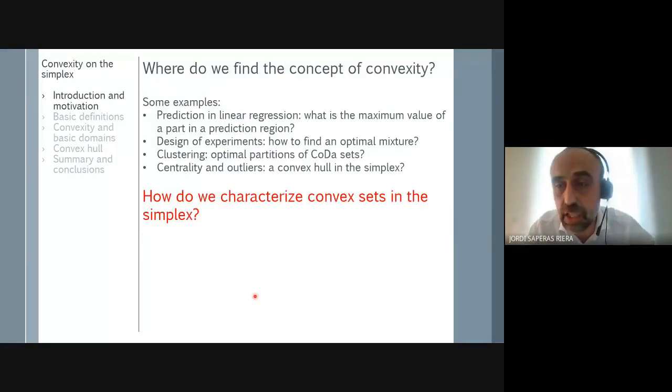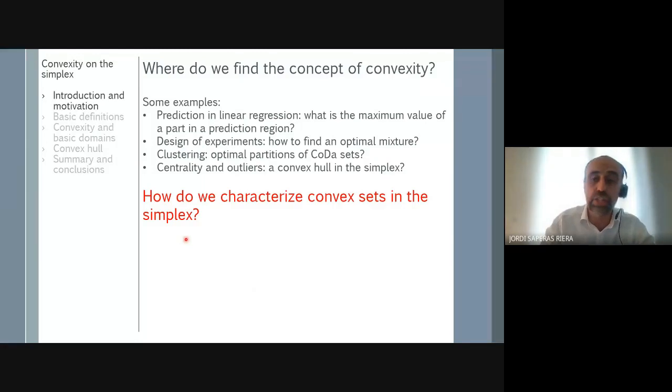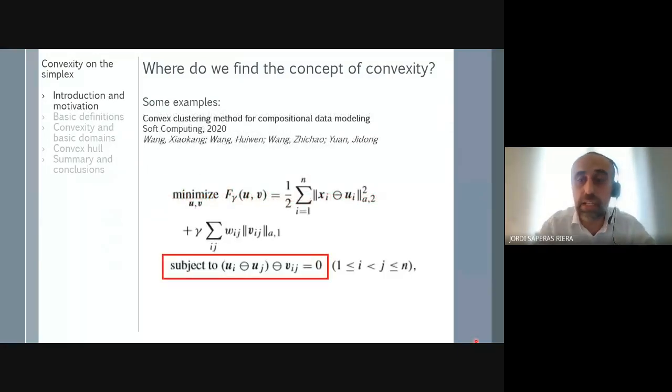We can find examples of optimization in different fields of statistics. Therefore, we wonder how we can characterize convex sets in the simplex with Hutchinson's geometry. Let's look at some examples extracted from the literature.